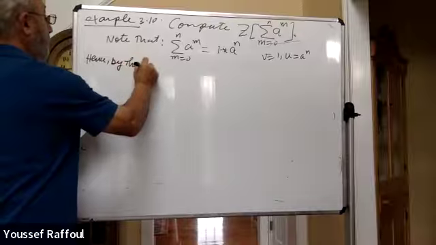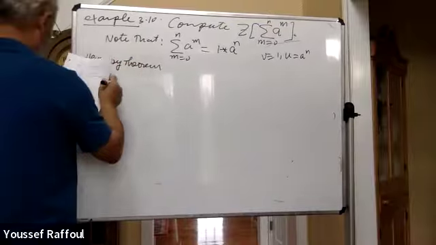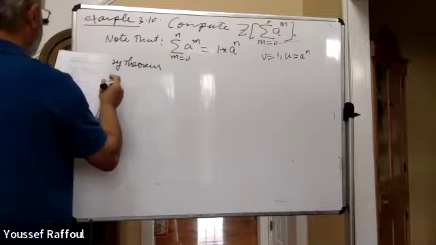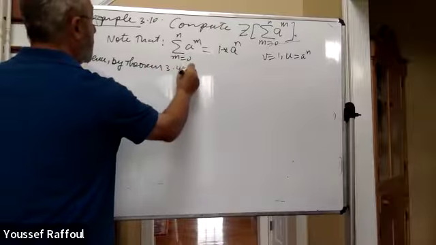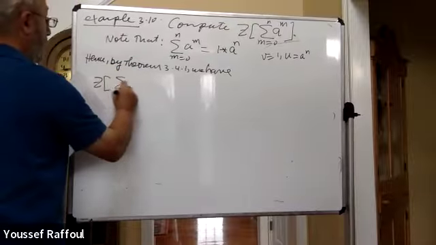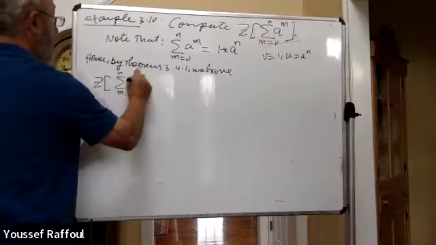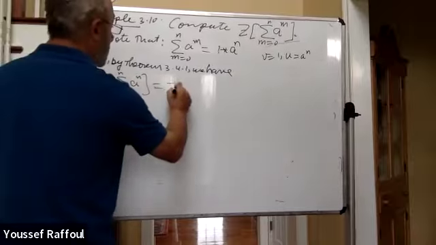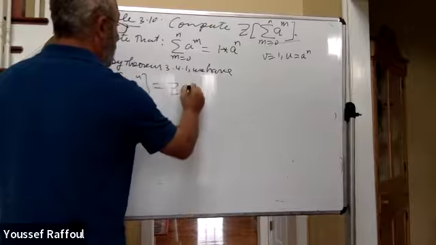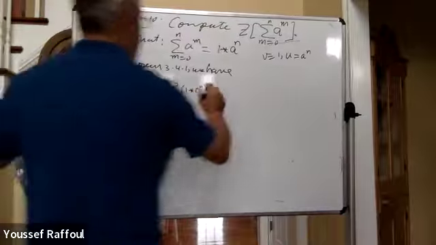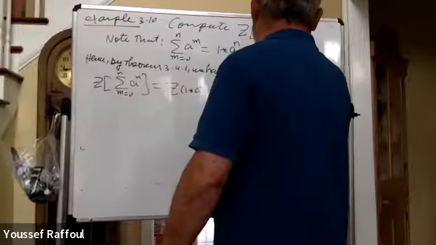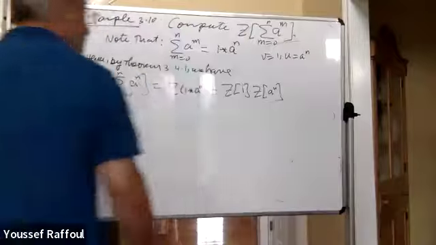So hence, by the theorem, the one we just did, 3.41, we have z of the sum from m equals 0 to n of a to the power m is z of 1 star a to the power n, but that is z of 1 times z of a to the power n. Okay?